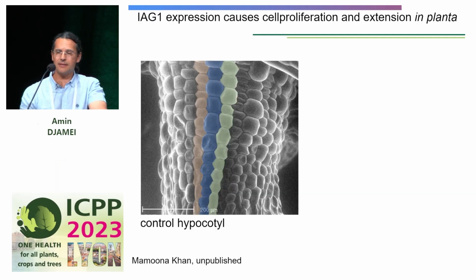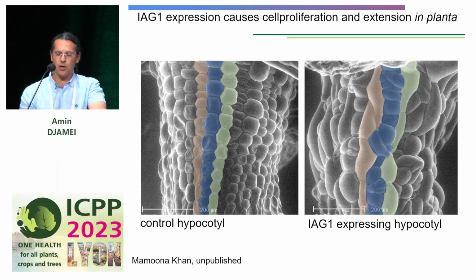And so if you look at the raster electron micrograph here from this control hypocotyl, you see again nice lines of aligned cells. In comparison, the overexpression of IAG1 induces cell division as well as cell expansion, as you can see here in these irregular shapes.